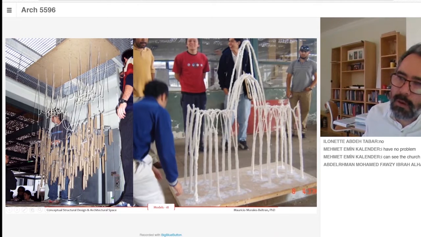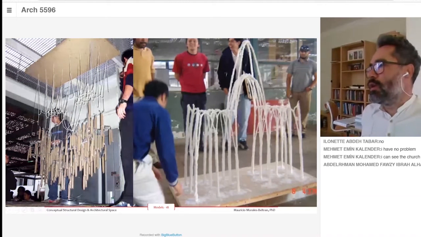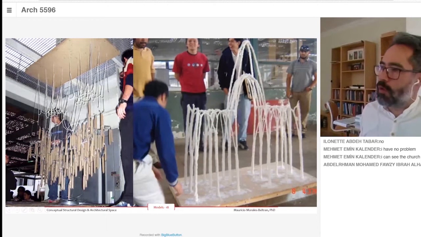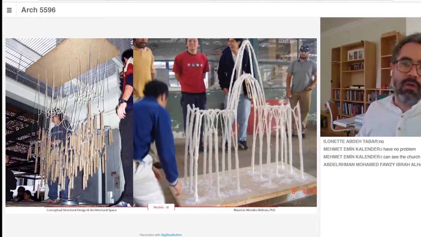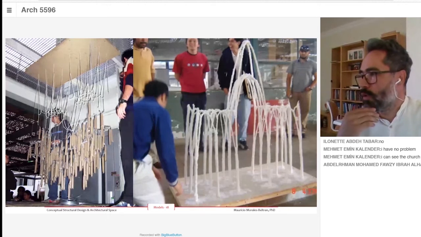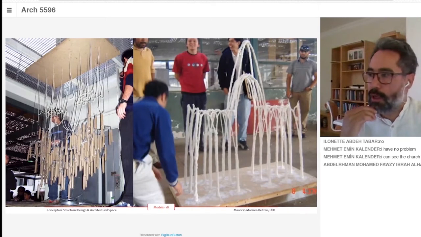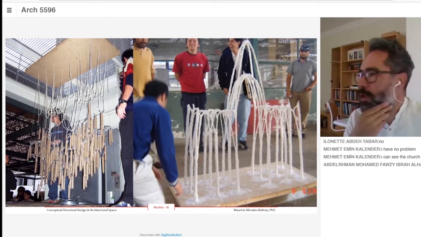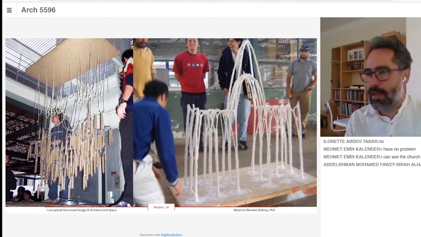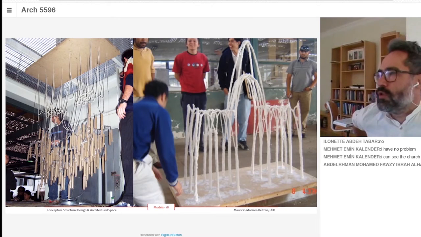And then what you see to the right, they turned this model upside down, and now the whole structure is working under pure compression, which is, by the way, the symbol of La Sagrada Familia, which is a church, a cathedral actually, in Barcelona in Spain. And this principle was not discovered but was exploited very much in architecture by Antoni Gaudi.